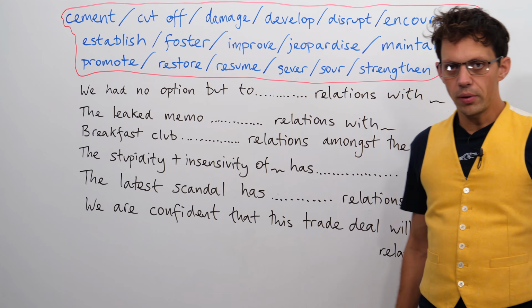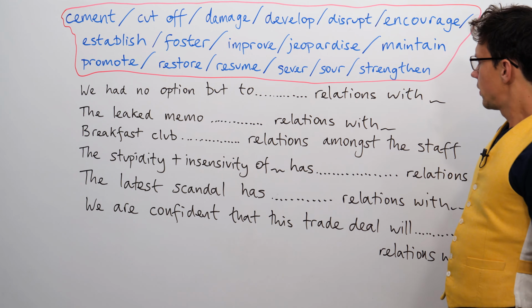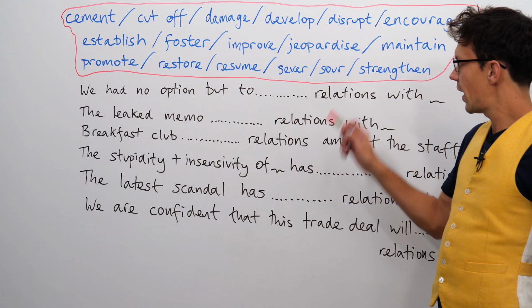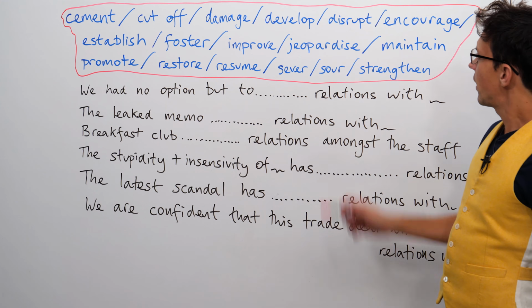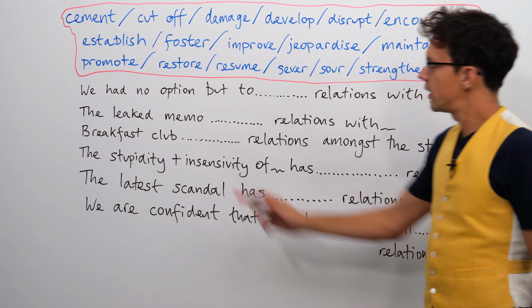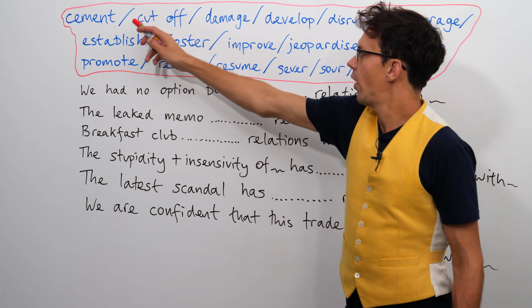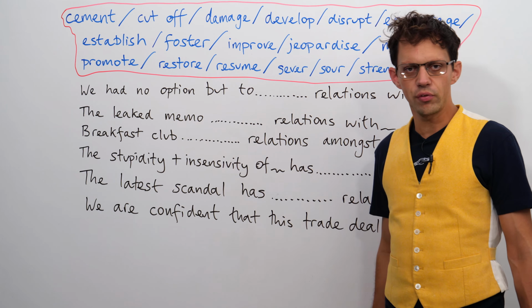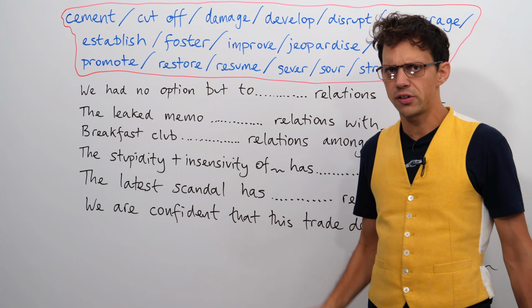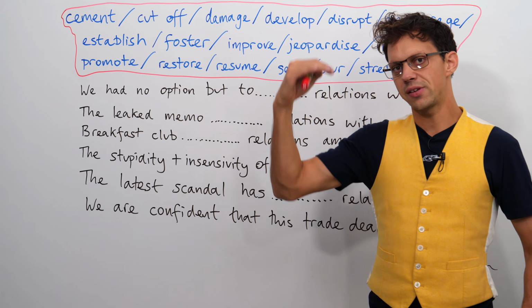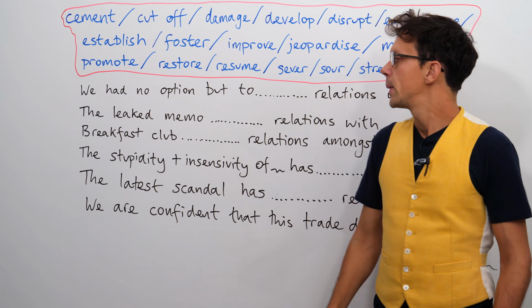Did you have jeopardize in your list? Did you have sever? Did you have sour? Did you have disrupt? Did you have cement? These are the higher level words that, if you're doing something like an IELTS test and you use them, you'll get credited for using better vocabulary.